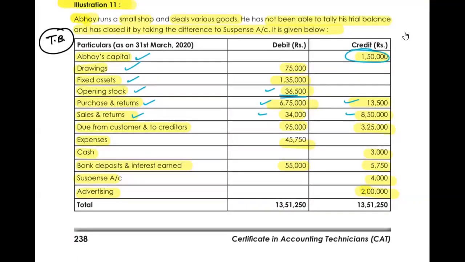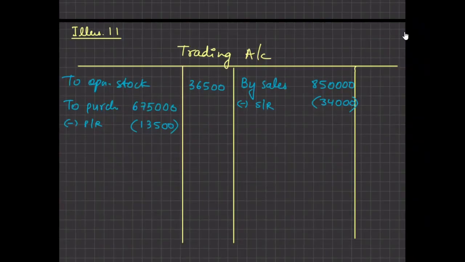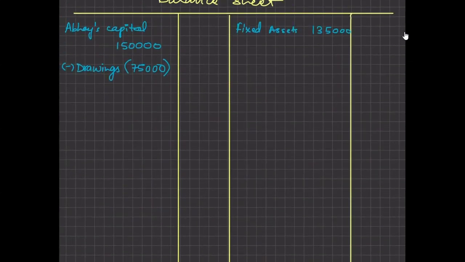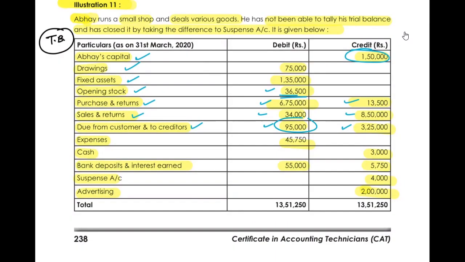Then next we have amount due from customers and due to creditors. So we have debtors of 95,000 and creditors of 3,25,000. So that will go to the balance sheet. Debtors we have of 95,000.